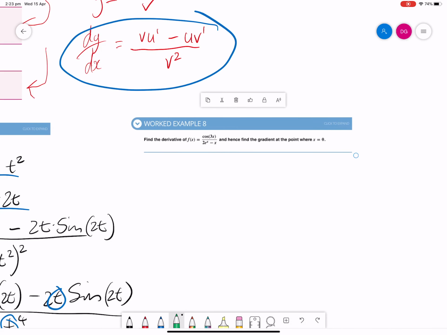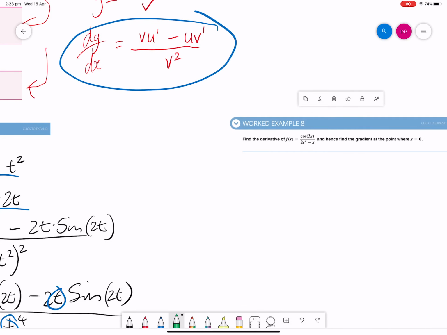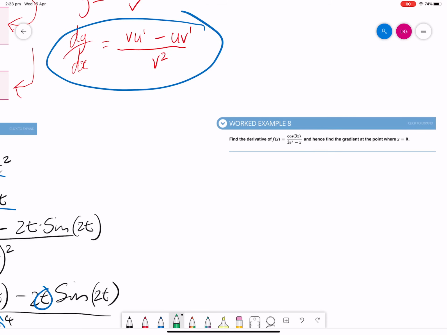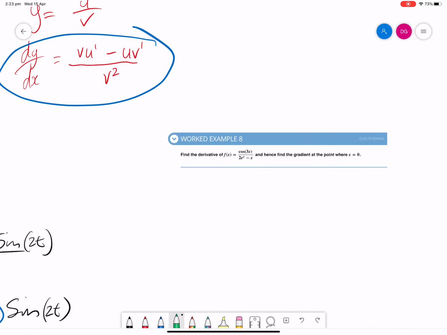In worked example 8 here, I'm just going to drag that over so it's not obstructed by what we did before. We need to find the derivative of this, and hence find the gradient at the point where x equals 0. When we're differentiating, we call it the derivative. When we find the derivative, that is the gradient function. So that is something that we can use to find the gradient at any point on the original function, okay?